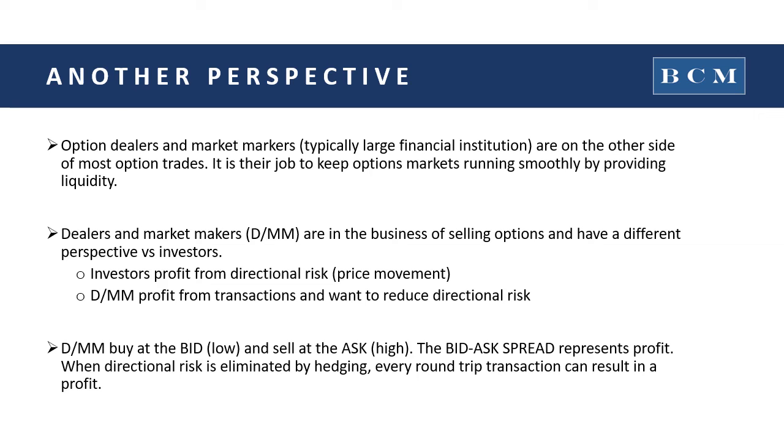Dealers, on the other hand, are in the business of selling a product. They profit from sales transactions, and they typically don't want to take on any directional risk. In other words, they're not trying to profit from how the stock or option prices move. Instead, they want to profit from simply selling the products. The way that dealers do that is through the bid-ask spread. Remember back in part 1, we talked about how as investors, we buy at the ask price and we sell at the bid price. The ask is what we pay and the bid is what we get as investors.